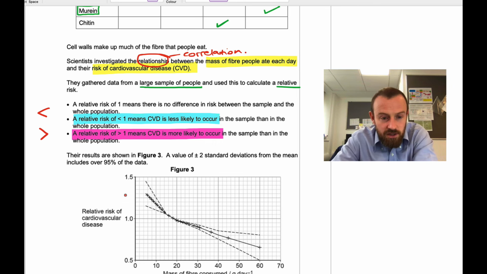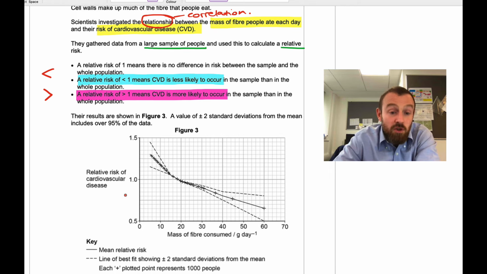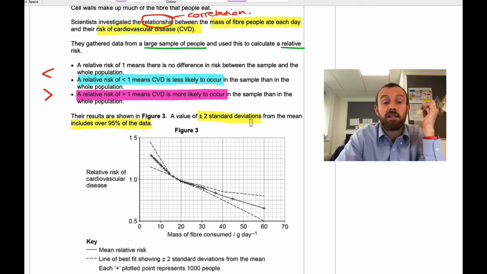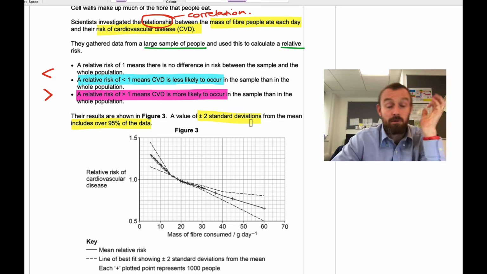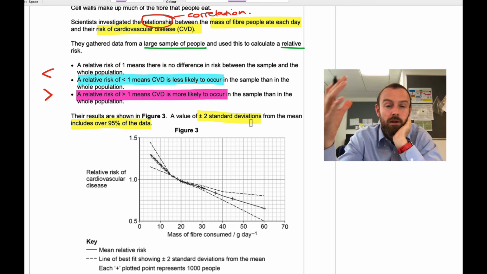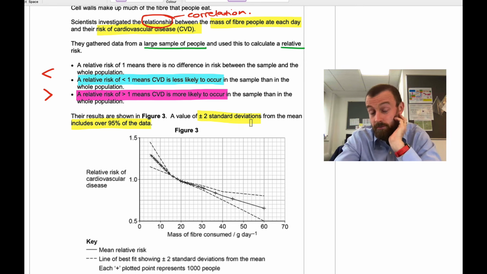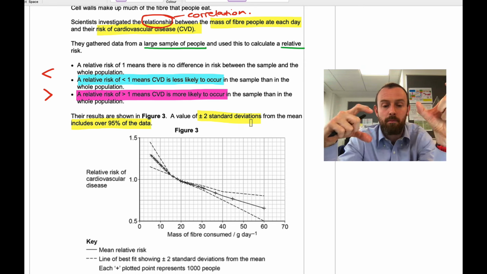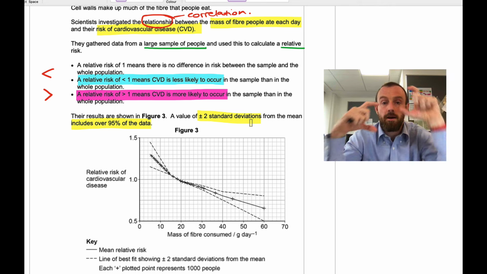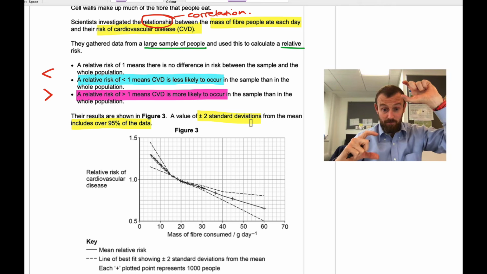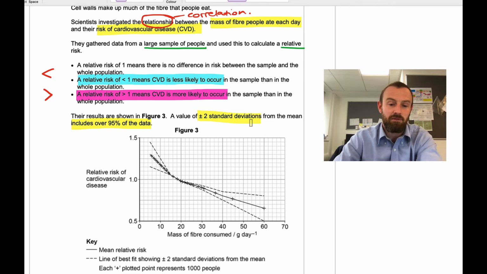Okay, the results are shown in figure 3, and it also says a value of plus or minus 2 standard deviations from the mean includes over 95% of the data. Because we're looking at standard deviations here, I know there are going to be some marks later on for talking about whether a difference is significant or not. Remember, if the standard deviations overlap, it's not significant, and if they don't overlap, it is more likely to be significant.